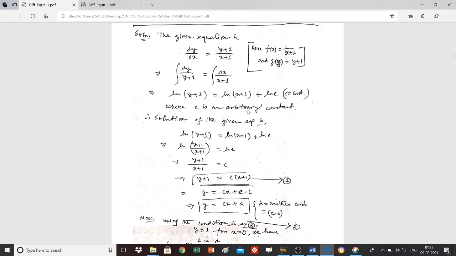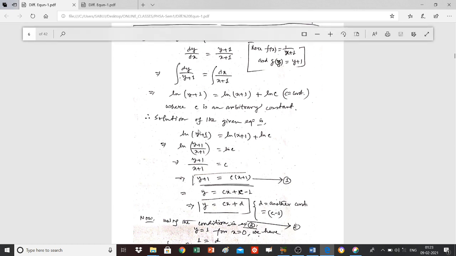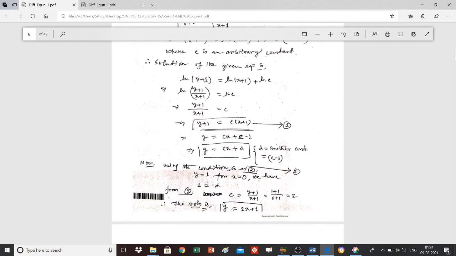It is an arbitrary constant, and its value can be calculated by using a boundary condition. However, in this case no boundary condition is given. If we have some boundary condition, then we will be able to calculate the value of c. From this relation you can write ln of y plus 1 is equal to log of x plus 1 plus log c. From here you can write log of y plus 1 minus log of x plus 1 is equal to log c. Or log of (y plus 1) by (x plus 1) is equal to log c. Or from here (y plus 1) by (x plus 1) is equal to c.